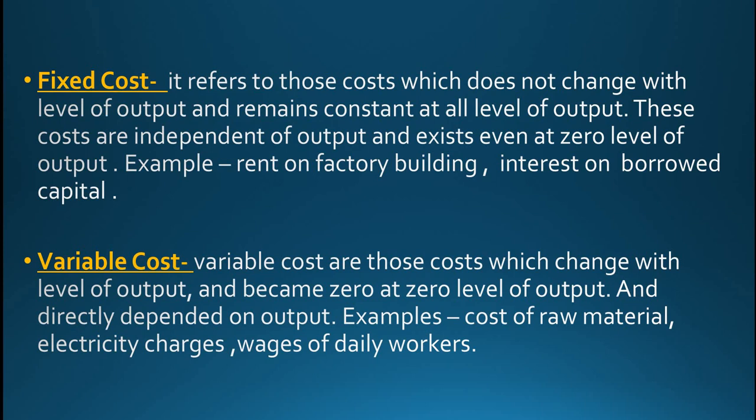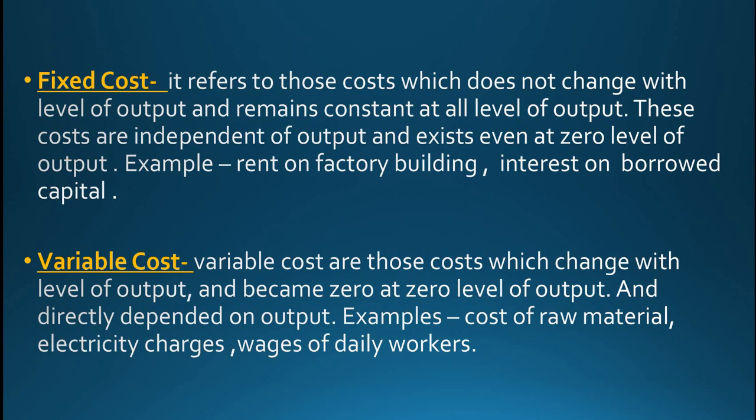Next is variable cost. Variable costs are those costs which change with the level of output and become zero at zero level of output. What it says, these are the costs which change with the level of output. So variable costs are those costs which change, means increase or decrease, with the level of output. If output is increasing, this cost will increase. If output is reducing, then this cost will reduce. Like that, there is a direct relation between variable cost and production. They are dependent on the output. What it further says, it becomes zero at zero level of output.